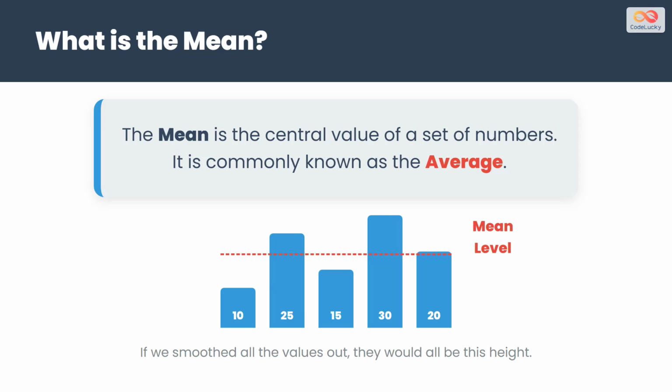So, what exactly is the mean? In simple terms, it is the central value of a set of numbers. It represents a single number that summarizes the entire dataset. Think of it this way: if we took all the varying values in a group and smoothed them out so everyone had the exact same amount, that amount would be the mean.